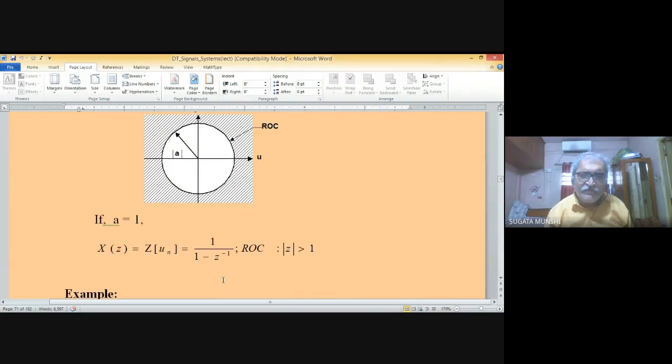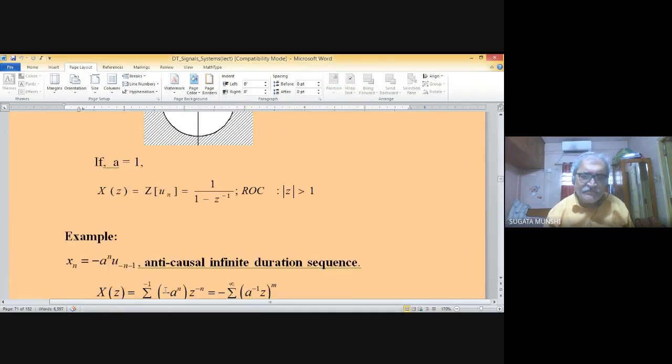If a equal to 1, that is a particular special case, the sequence becomes a unit step sequence and the Z transform becomes 1 by 1 minus z to the power minus 1. ROC is magnitude of z greater than 1. This is the case for a equal to 1.